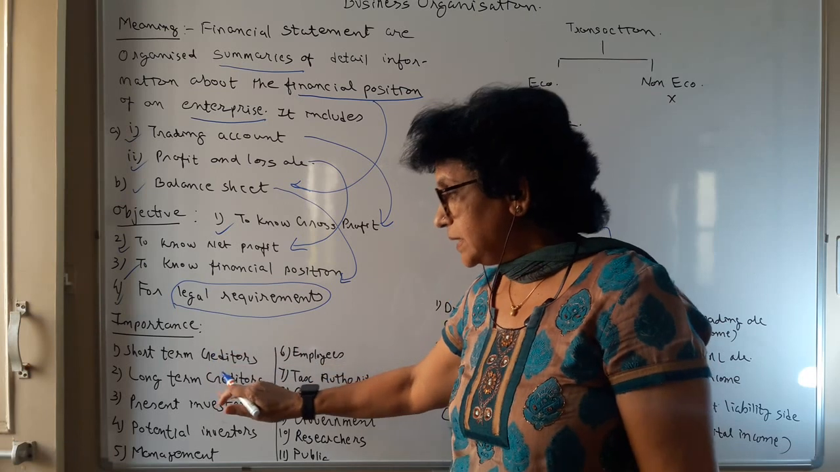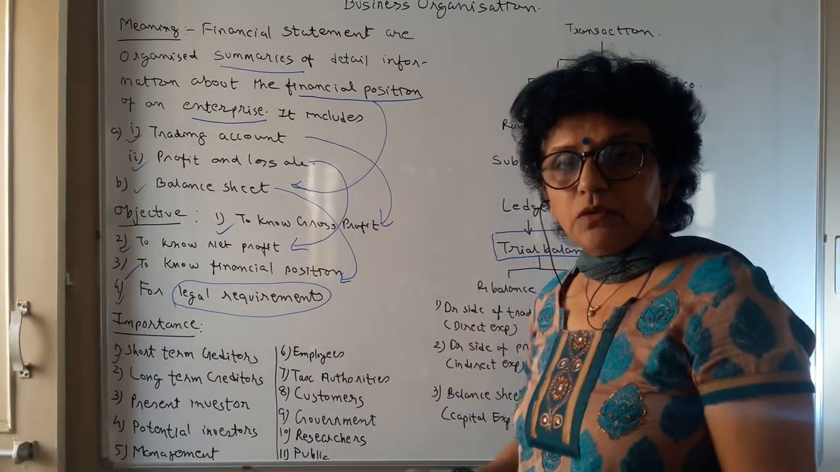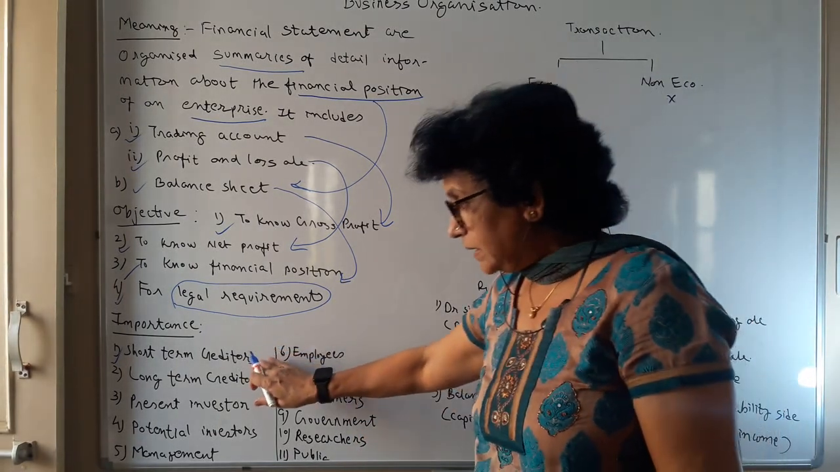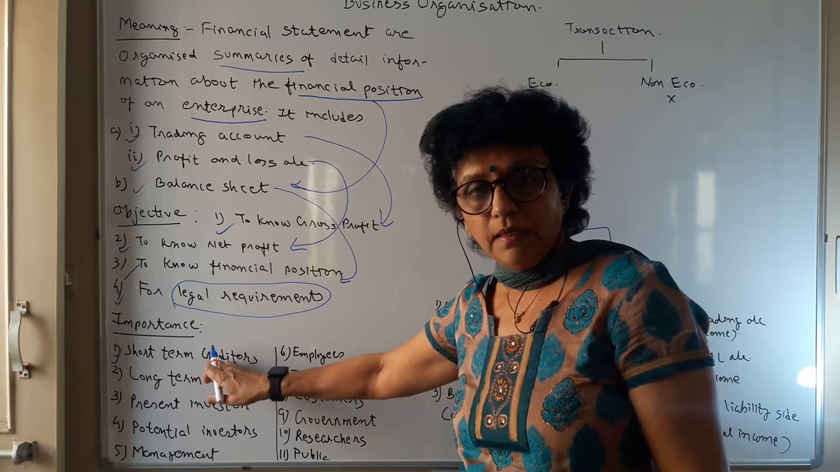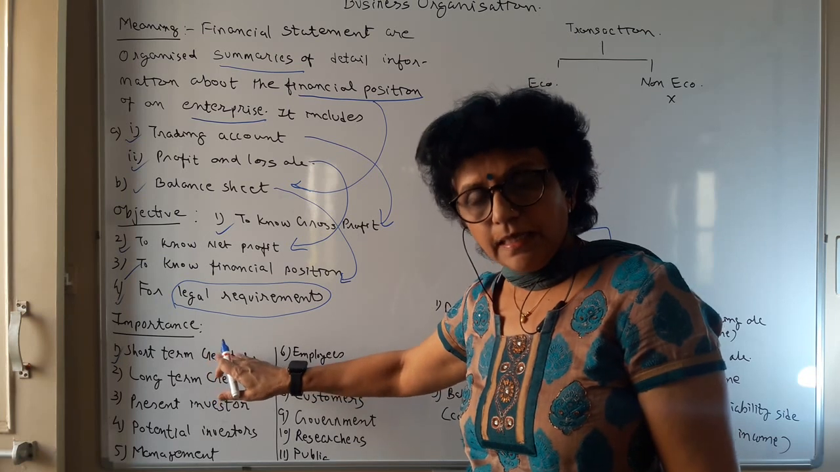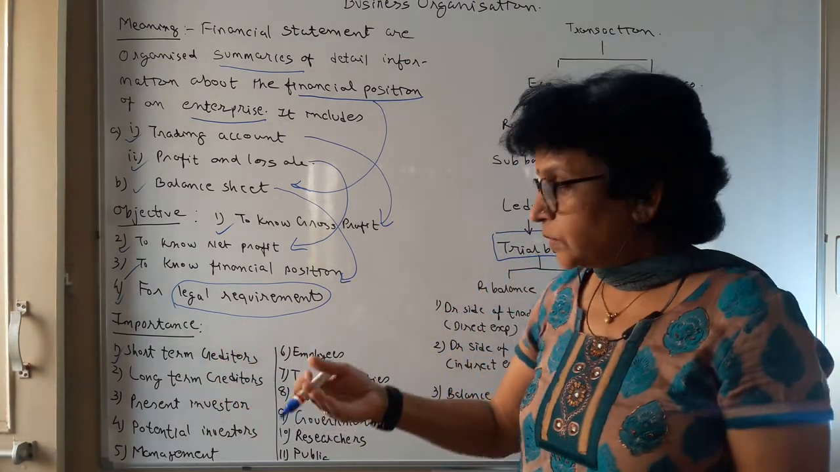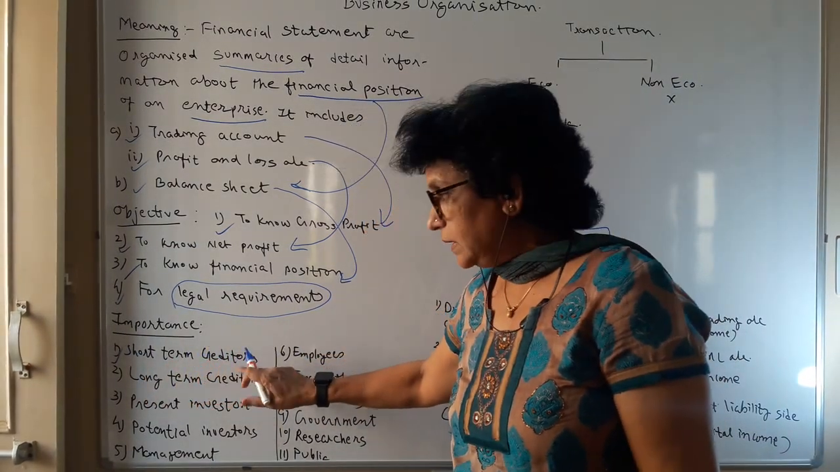The very first is the short-term creditors. You purchase goods on credit. So the short-term creditors have to take a decision whether to buy and sell the product from so and so trader or not. Whether they are capable of paying us our money back or not. So to take that decision, creditors always keep an eye on your profit condition.